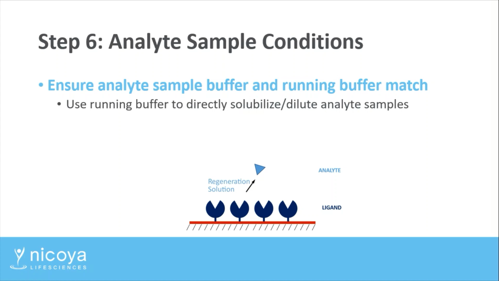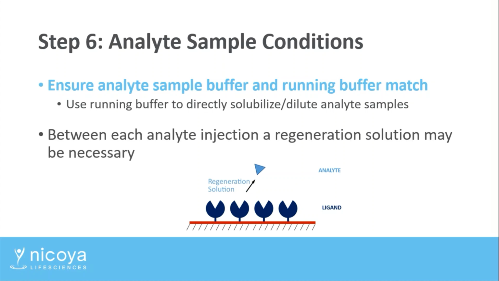Now, one of the most important things to remember is that you want to ensure that the analyte sample buffer and the running buffer match as identically as possible. Ideally, they should be identical with the exception that one has your analyte sample in it and one doesn't. And to do this, you should be using your running buffer to either directly solubilize or directly dilute your analyte samples. And as mentioned earlier, between each analyte injection, a regeneration solution may be necessary to ensure that we have the same number of ligand binding sites for each analyte concentration.